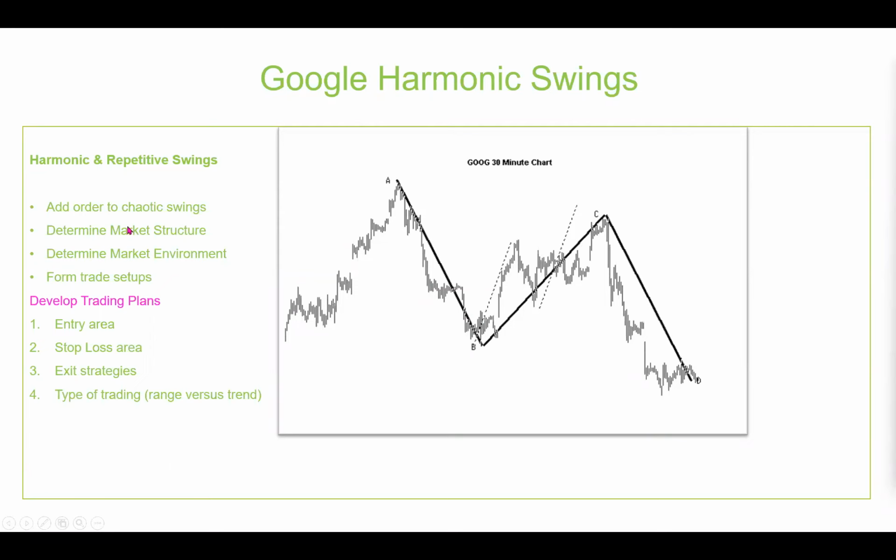So you can determine the market structure and environment, and of course it forms trade setups. And from there, that's going to help you. These also are going to help you develop trading plans that are going to give you entry areas, stop loss areas, exit strategies. And you'll learn to understand the differences between ranges and trends, because there's a big difference between ranges and trends. It's also important to note that you'll learn clues, especially if you are interested in that longer course. You're going to learn about how to identify when a market is coming out of a range and into a trending environment.